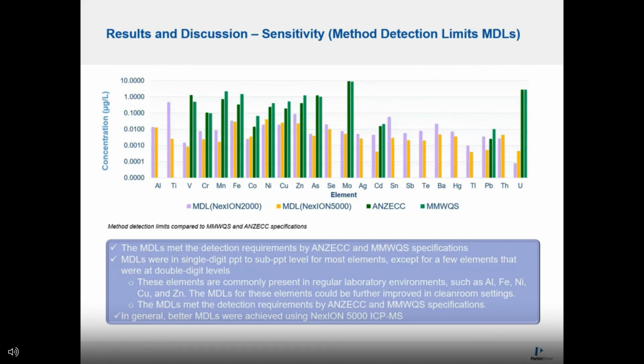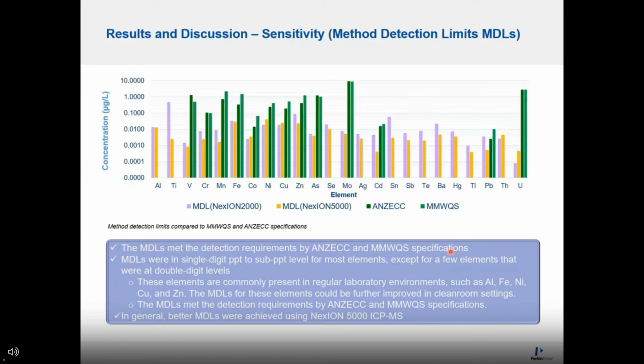As with any environmental monitoring protocol, we need to ensure that the method has a detection limit capable of meeting or exceeding the specification limits set by the regulatory bodies. All the method detection limits fulfill the detection requirements by the two seawater monitoring programs mentioned before, from the Australian, New Zealand, as well as the Malaysian. Those program specifications are in the green bars.